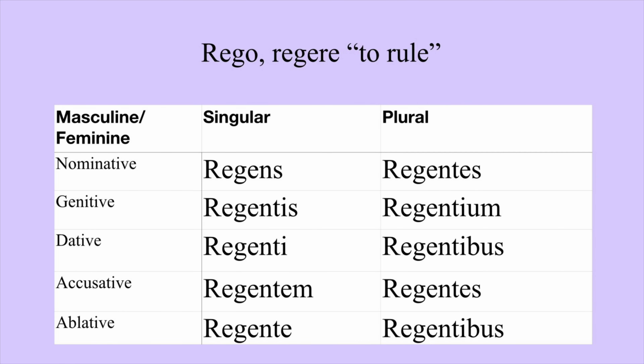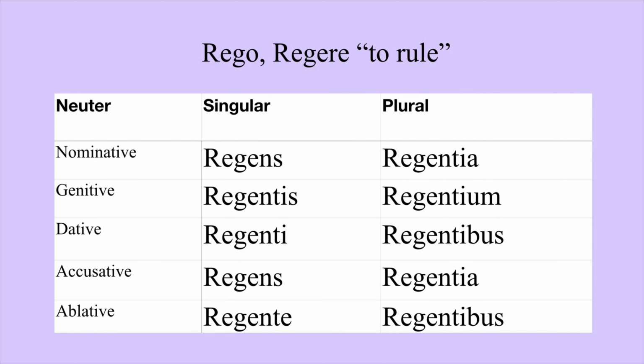Third conjugation, again, we have no big changes. Rego, regere, to rule, right? And here, once again, we see regens, regentis, and then from there, it's just declining exactly as we would imagine. And the same thing is true of the neuter, right? We have just those small changes in the accusative singular and the nominative and accusative plural.